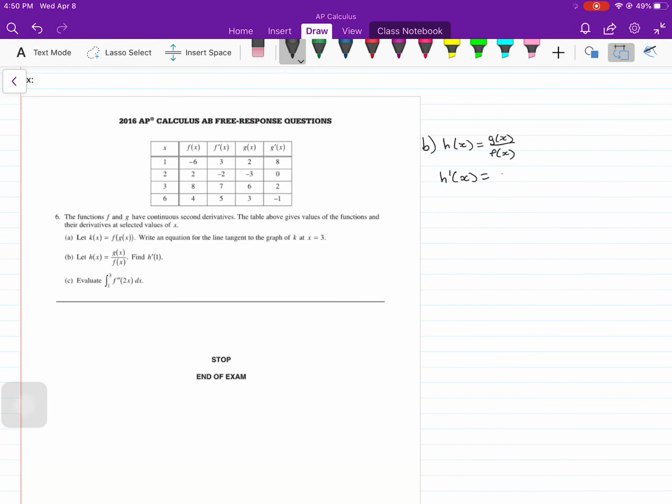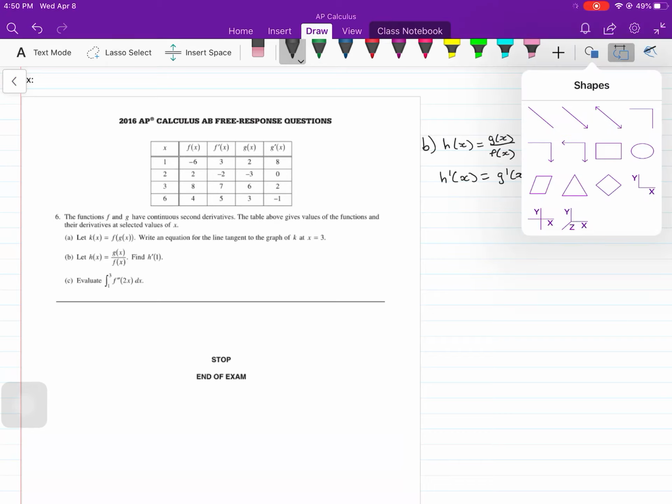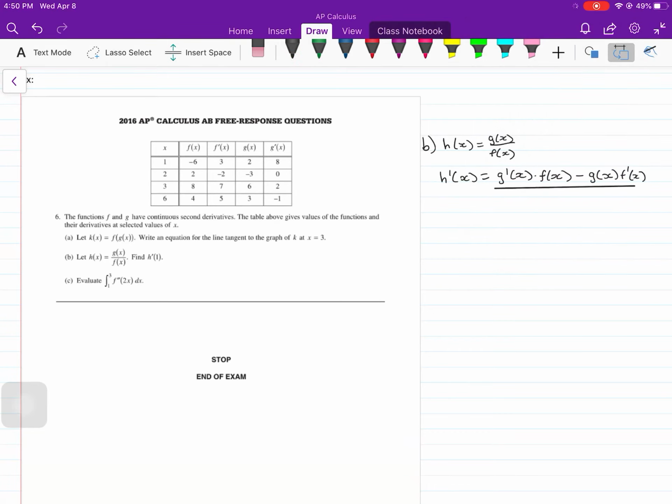So h prime of x is going to be g prime of x times f of x, derivative of the top times the bottom, minus the top times the derivative of the bottom. Notice they just flip around f and g. We're used to f being the top and g being the bottom, so just be careful with that. Can't just memorize the formula in this case. You got to be thinking which one's the top, which one's the bottom. And this is going to be over the bottom squared, so f of x squared.